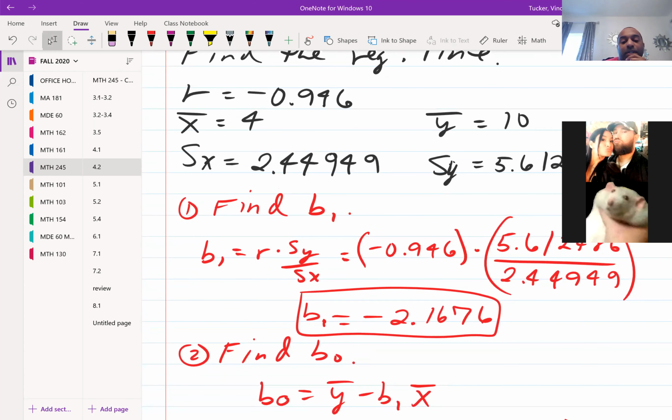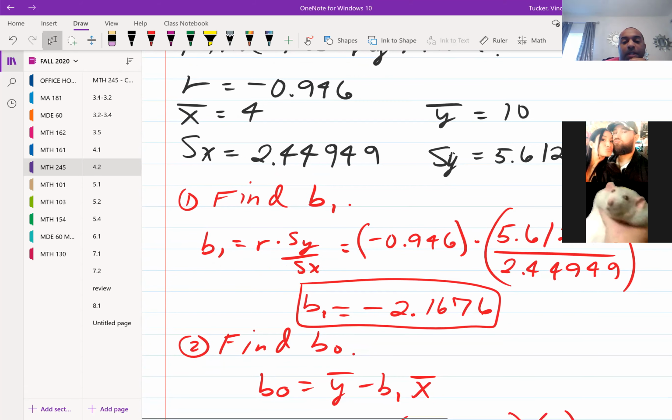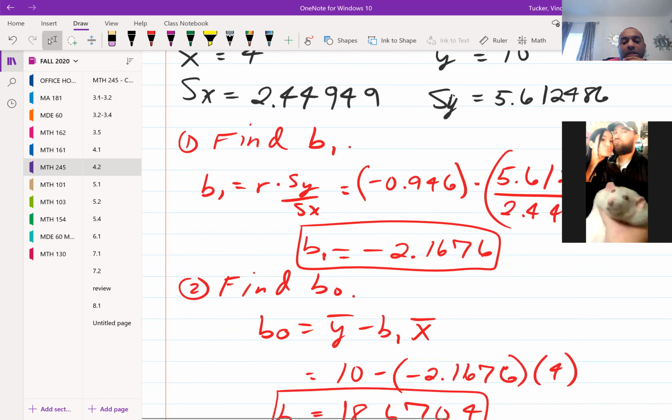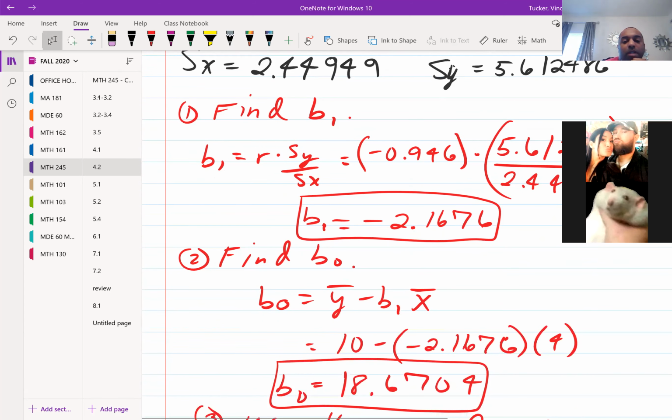Then we can find B0 or B naught. That's Y bar minus B1 times X bar. Plug your values in accordingly: 10 minus negative 2.1676 times 4. That's going to be 18.6704.